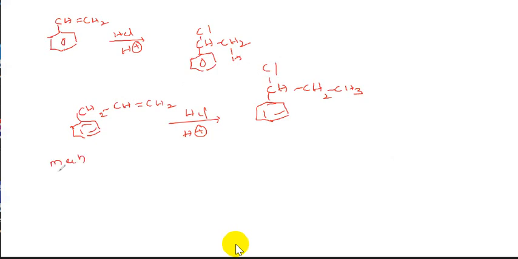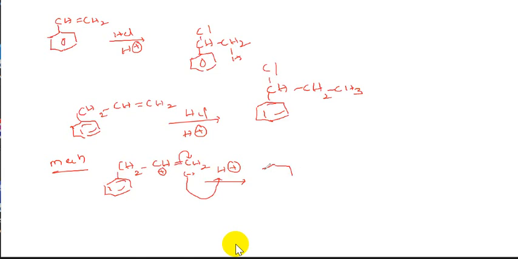Here I will write the mechanism. In the first step, the CH=CH2 with H plus: the pi bond is polarized, negative and positive, and the negative end attacks the H plus. Then we get CH-CH2-H with a positive charge.